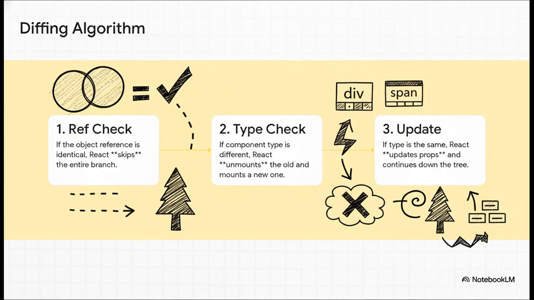If the type is different, like a div suddenly becomes a span, React just throws away the old stuff and mounts a totally new component. If the type is the same, it just updates the props. And then, you guessed it, it keeps going down to check the children.